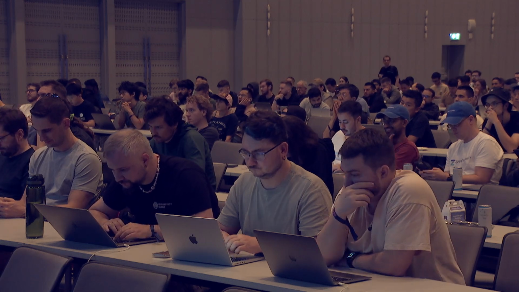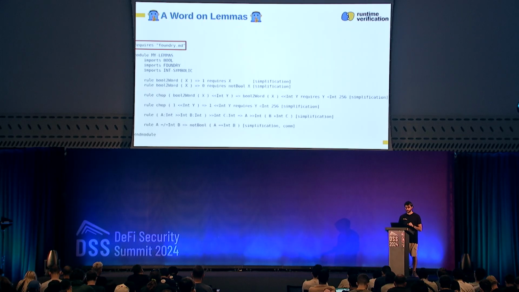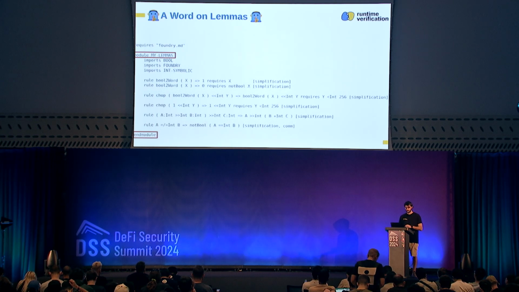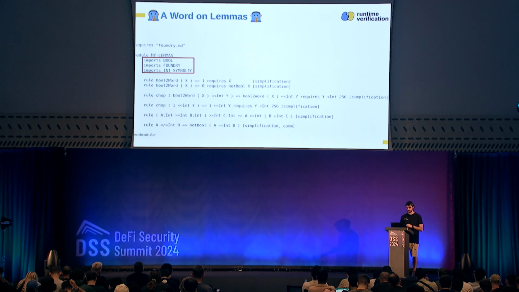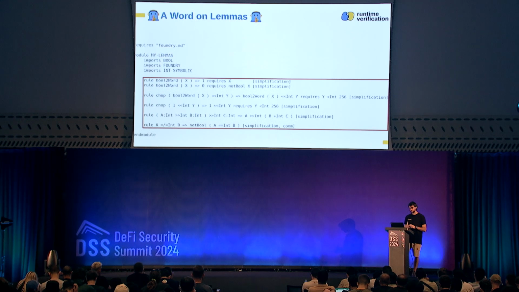So first, we need a word about lemmas, because you need to understand how to write a bit of K, which is what Kontrol is based on, in order to feed it lemmas. Very quickly, the file starts with some requires, where we import a formalization of how Foundry execution works and how EVM execution works. Then you have this module, where you will have your lemmas, which are these reasoning bits that Kontrol takes to enhance its reasoning power. You import some modules, and then here's the meat of the file, which is the rules, or lemmas.